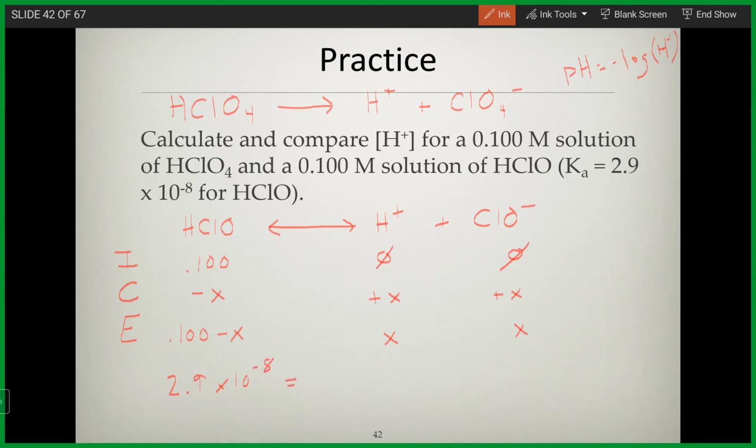And we'll have that equal to X squared on top because it's going to be products. And then, like I said, we can make it easy and just essentially remove the X from our denominator there because it's going to be so much smaller compared to the original concentration. So when we go through and actually solve for this one, we're going to see that the hydrogen ion concentration, which is what X is going to represent, as well as the anion concentration, is going to be 5.39 times 10 to the negative 5th molar.